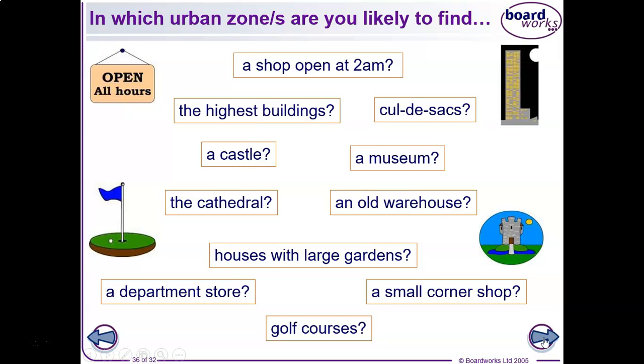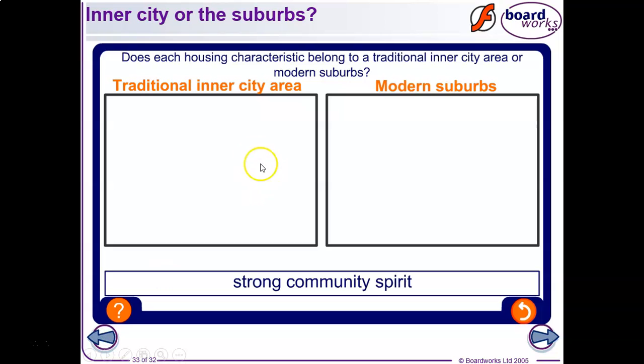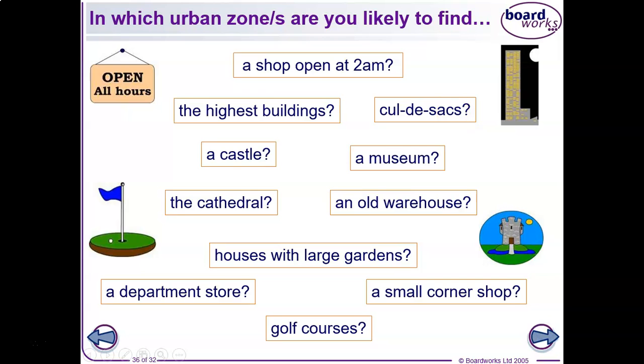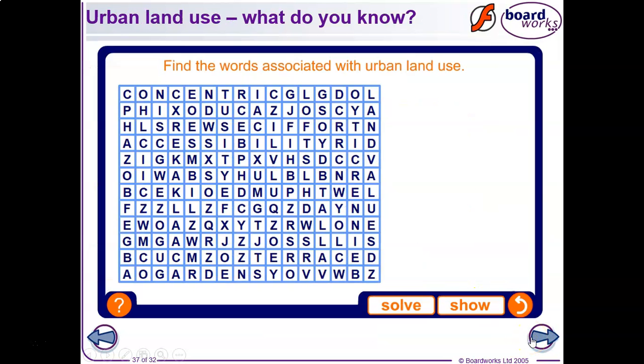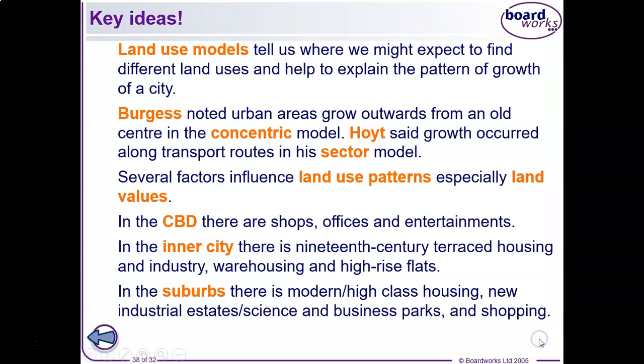Okay, and this I do want you to do. If you go back here and have a look at the traditional inner city area and modern suburbs, you can fill this in using this. And finally, there's a word search with all the keywords on it, but if you want to do that, you can.